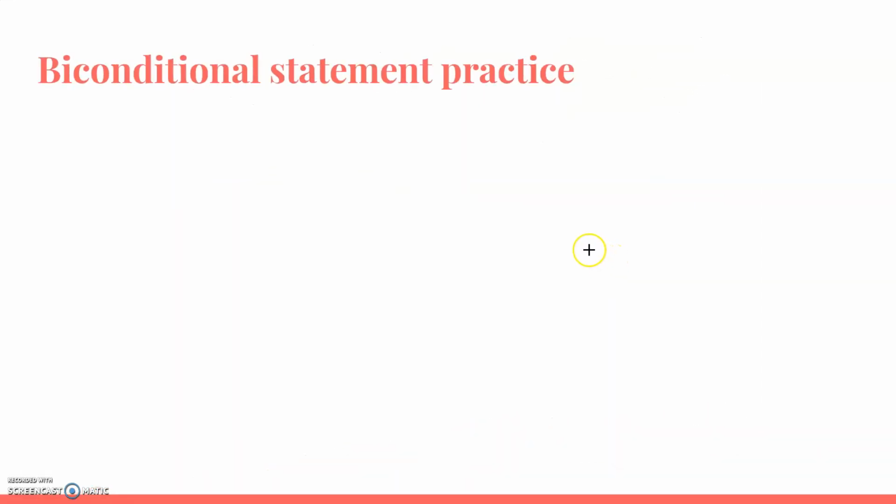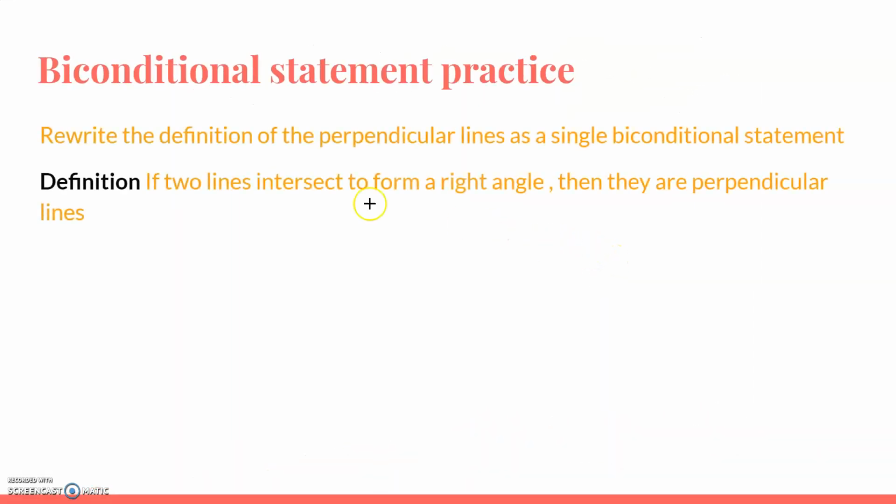Alright, biconditional statement practice. Rewrite the definition of perpendicular lines as a single biconditional statement. Definition: if two lines intersect to form a right angle, then they are perpendicular lines. You need to write a biconditional statement based on this. Pause the video, give this a shot, come back, and I'll give you the right answer.